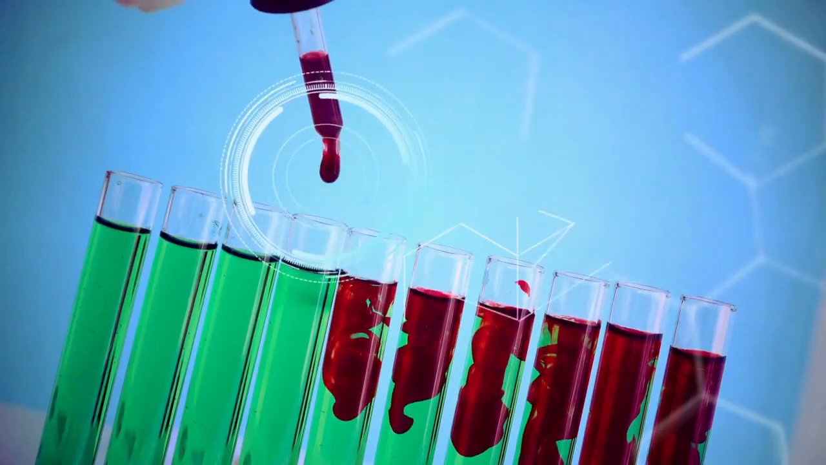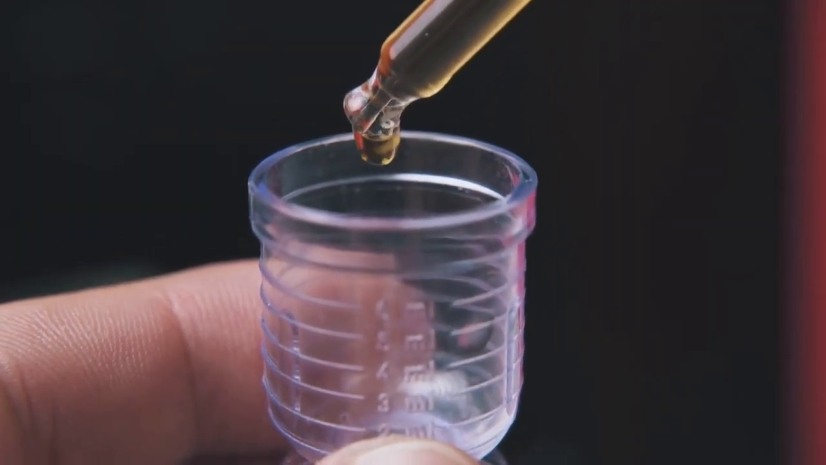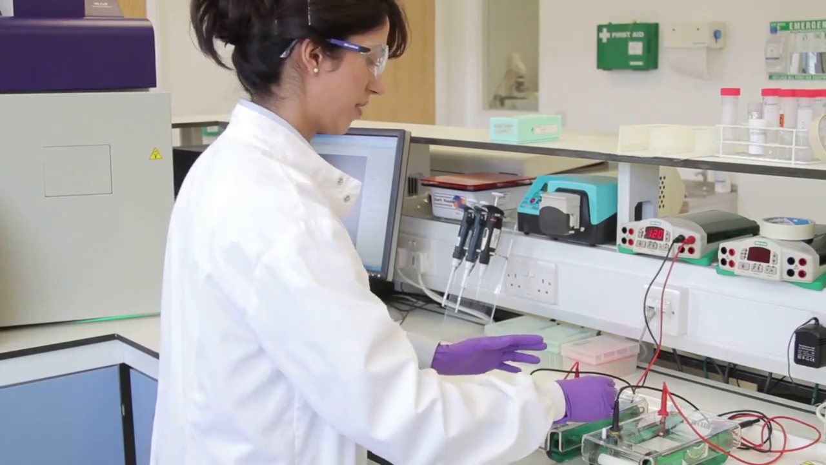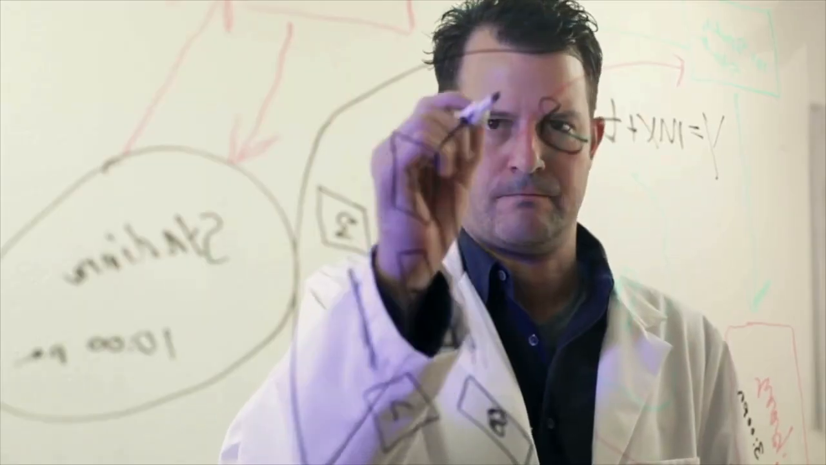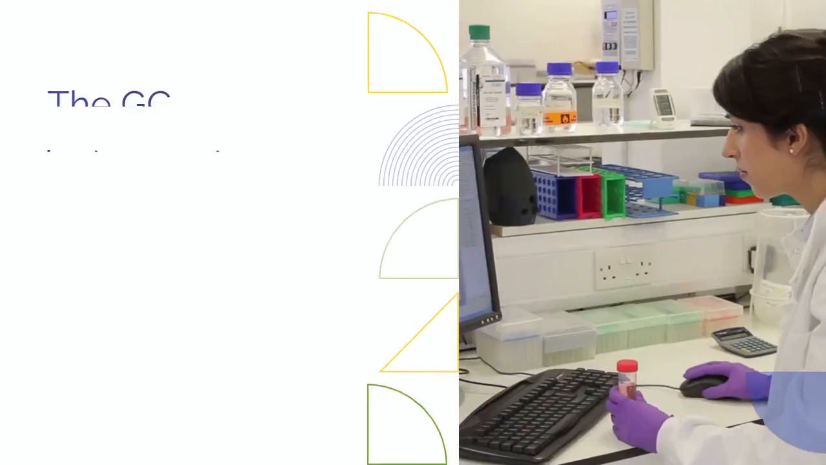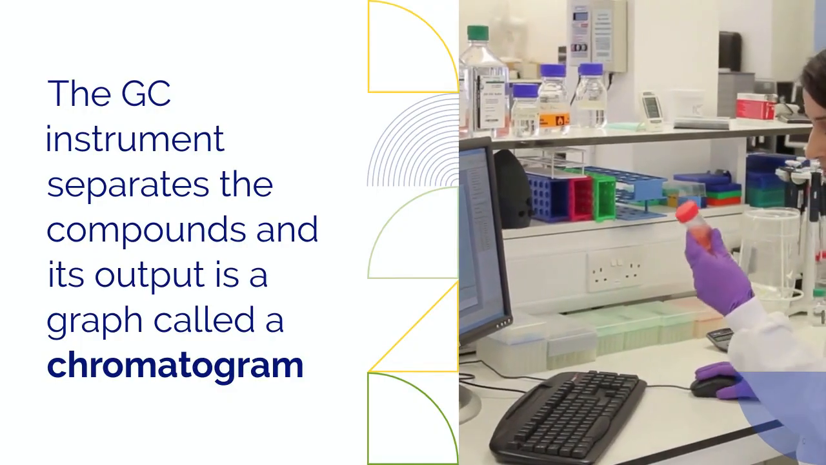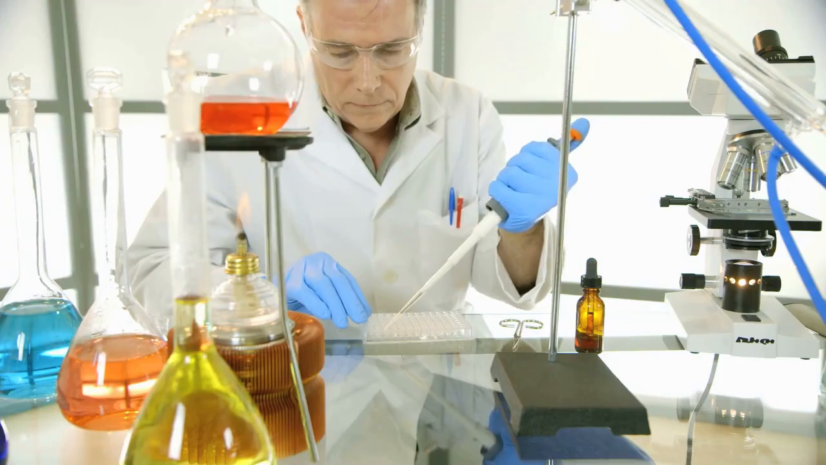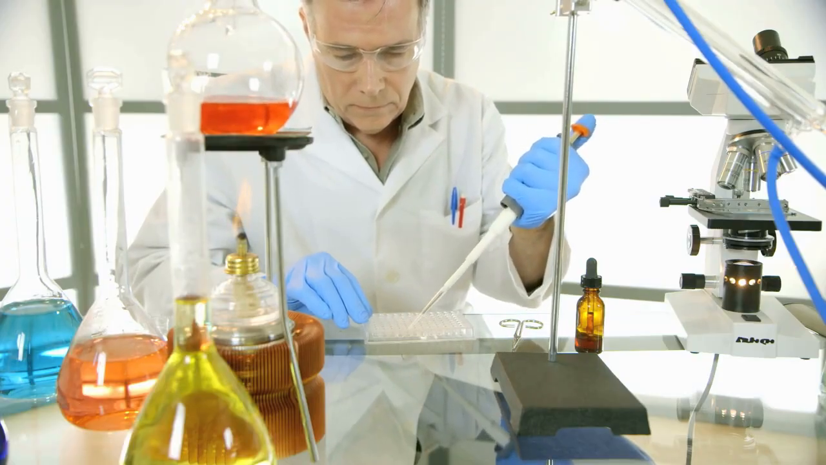First, why do we even calculate ratios? We do this to determine the composition of a mixture. We might want to know how much product we made compared to a starting material, or the ratio of two isomers in our sample. The GC instrument separates the compounds, and its output is a graph called a chromatogram. On this graph, each sharp spike, or peak, represents a different compound that was in your mixture.